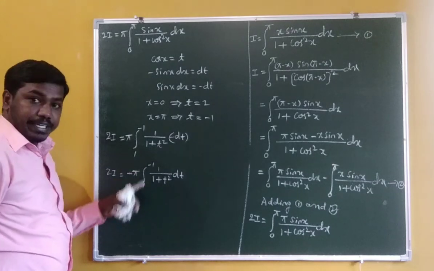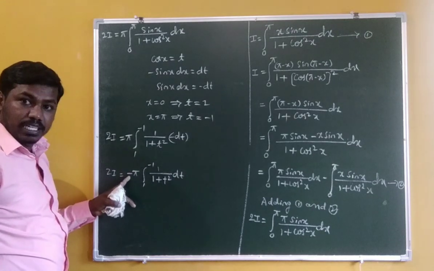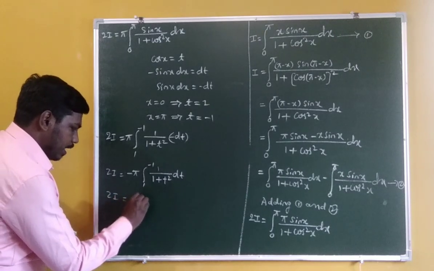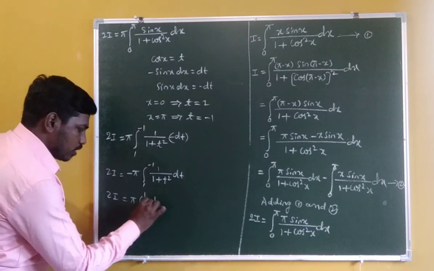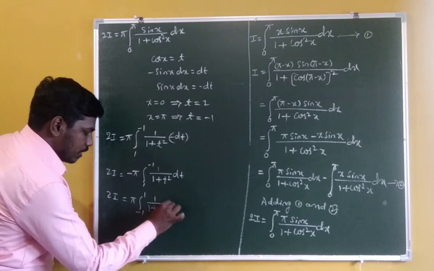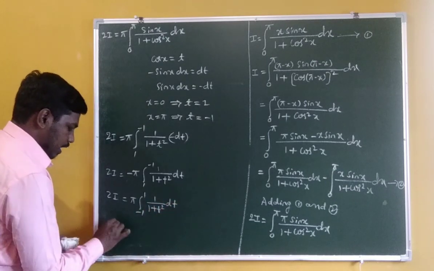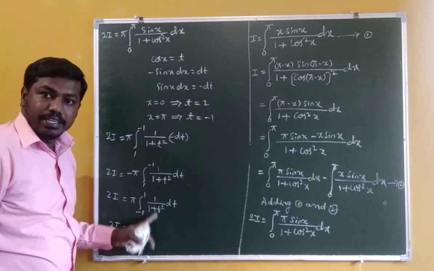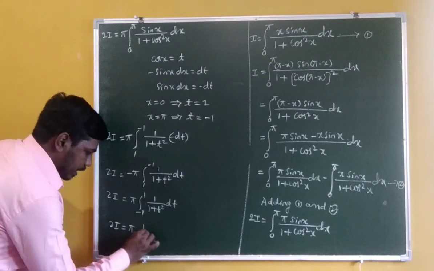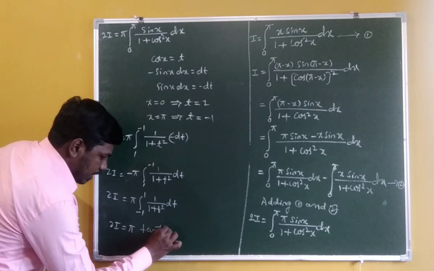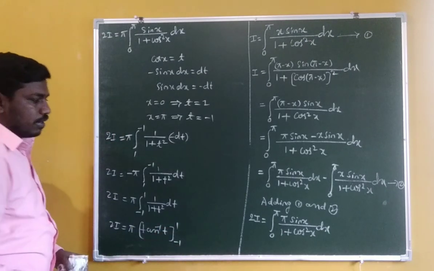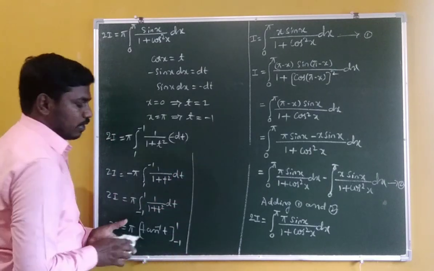If we interchange the limits, what happens to the sign of the integral? It changes. So 2i is equal to pi, integration from minus 1 to 1 of 1 over 1 plus t square into dt. Right. So 2i is equal to pi into, what is the integration? Tan inverse t, with limits from minus 1 to plus 1.